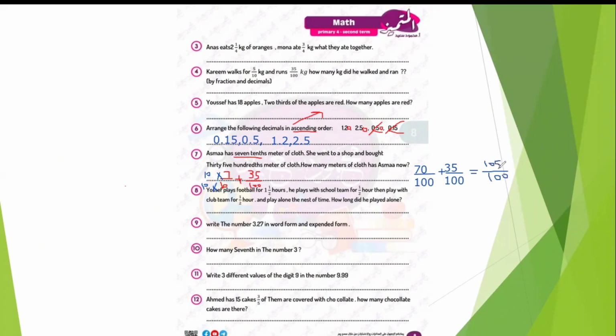Let's write it as a mixed number. 105 divided by 100. How many 100 in 105? 1. 100 times 1 equals 100.